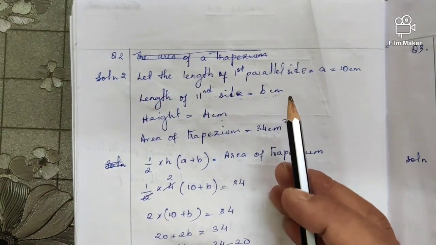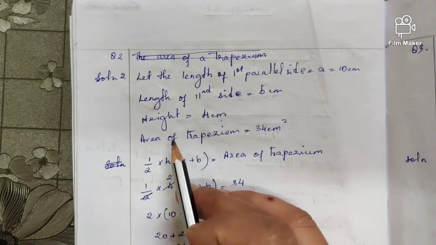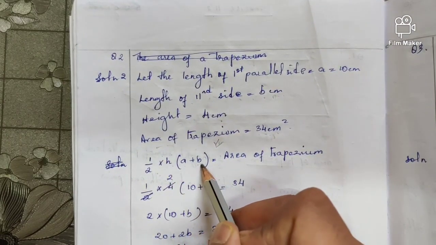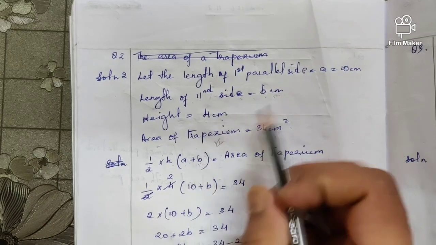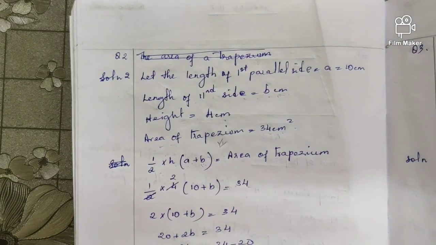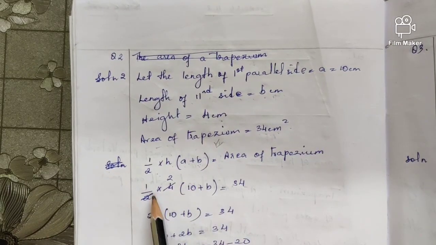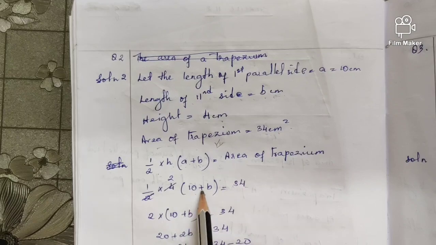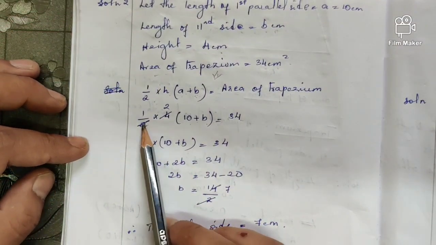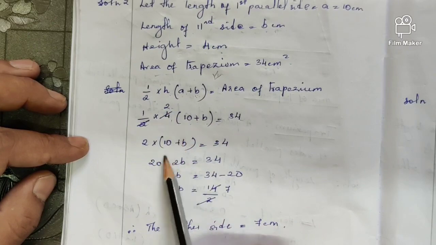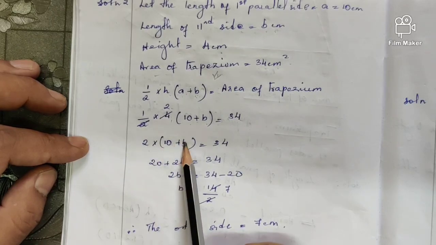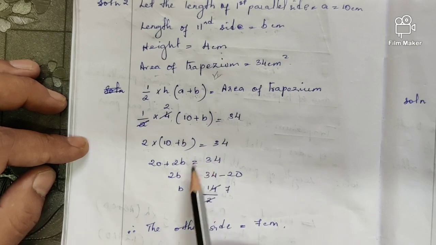The area is already given, and here is the formula of area of a trapezium: half into height into A plus B. A plus B means the sum of parallel sides, right? A means 10 centimeter and B is unknown. Area of trapezium is equal to 34. So half into height 4 into A which is 10 plus B is equal to 34, right? After that, reduce: 2 twos are 4, so 2 into 10 plus B. When we multiply 2 and 10, 20, and 2 into B is 2B, equal to 34.